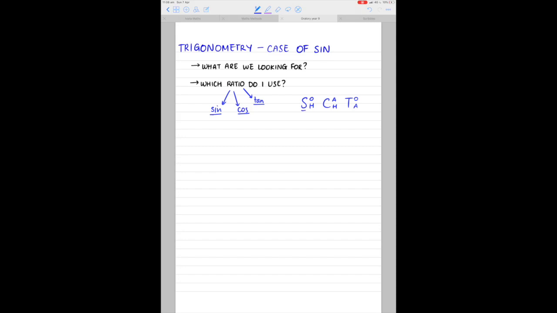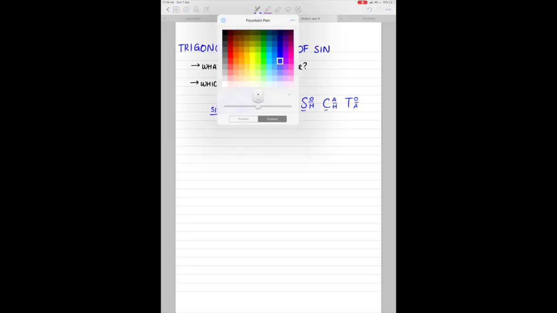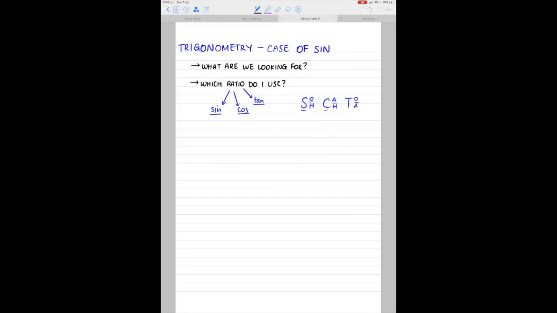So for sine, I need an opposite and I divide that by my hypotenuse. For cos, I'm going to be using my adjacent, divided by my hypotenuse. For tan, I'm going to be using my opposite over adjacent. So let's take a look at an example of a classic sine question.